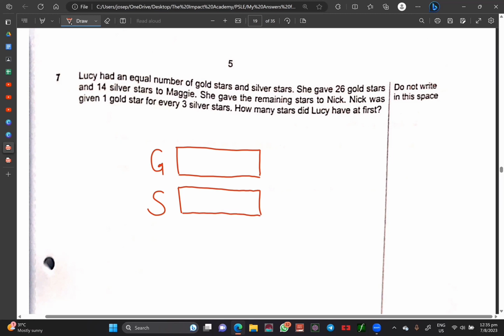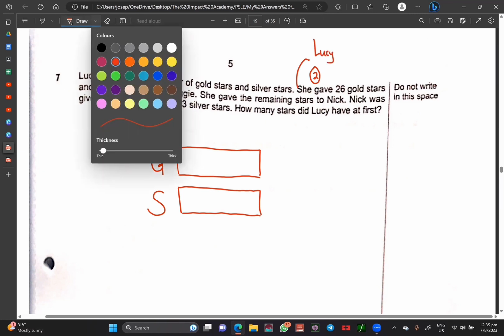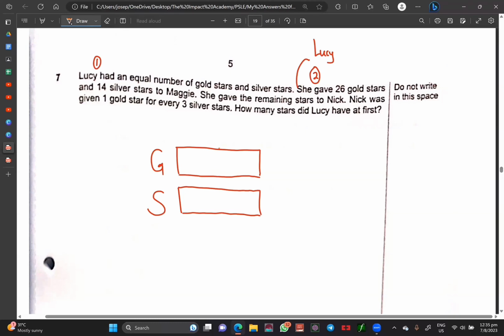Once you're done with this, you want to move on to sentence number 2. It says that she, as in Lucy, what did Lucy do? Lucy says, I'm going to give Maggie 26 gold stars. So we show that 26 first. We show that this is basically 26. And I'm also going to give Maggie 14 silver stars. And we show that this is 14.